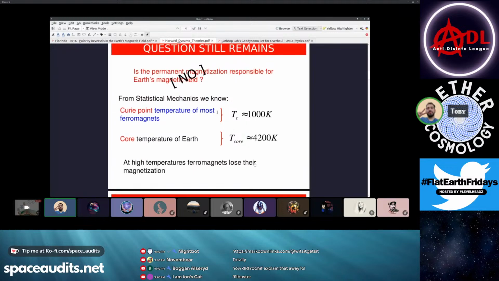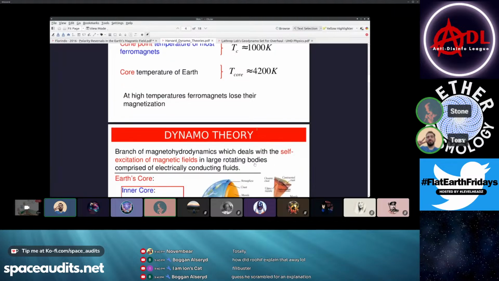And by the way, quick little fun fact. This is, I think, around the same or slightly hotter than the surface of the sun in their model. So make of that what you will.